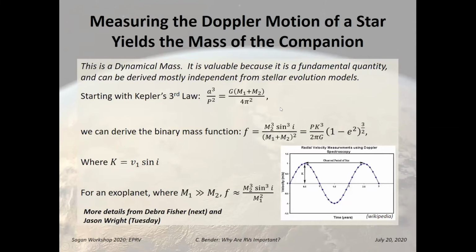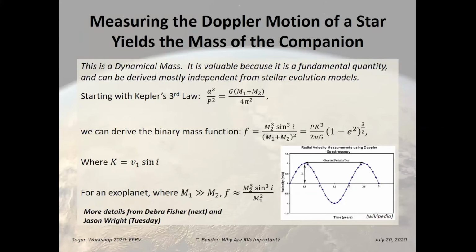So why are RVs important? This is really the crux of it. RVs allow us to measure the mass of the planet companion. This is a dynamical mass. It's a fundamental quantity, and it's derived mostly independent from stellar evolution models. You have to make some assumptions about the mass of the star. But apart from that, it's a dynamical mass. It's not a mass that you get from measuring the brightness of a star and estimating its distance and going to some stellar evolution model and looking up luminosities.